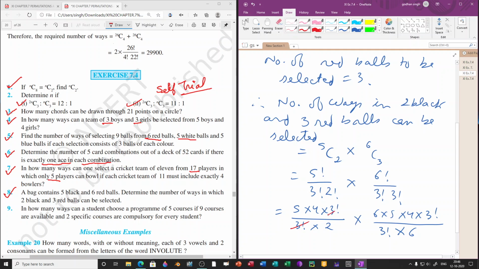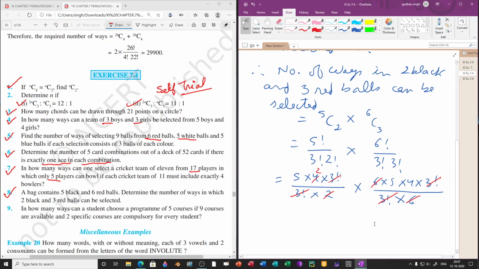Cancelling out 3 factorial and 3 factorial, 6 and 6, and this 2 can cancel this 4, so it will become 2. And now multiplying whatever is remaining, equal to 5 into 2 is 10 into 5 into 4 is 20. So that will give us 200 ways. So in 200 ways we can have 2 black and 3 red balls when 5 black balls and 6 red balls are given to us. So this is the answer of question number 8.